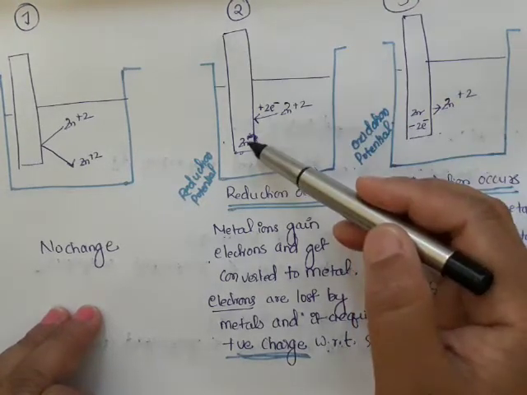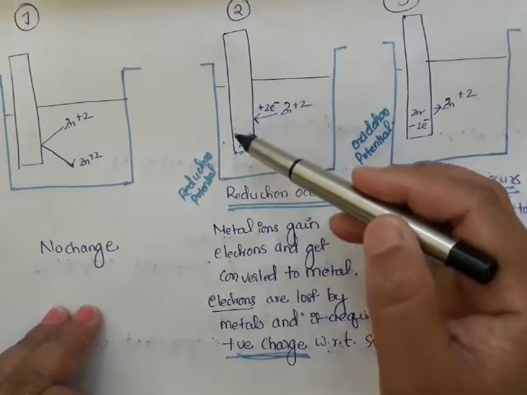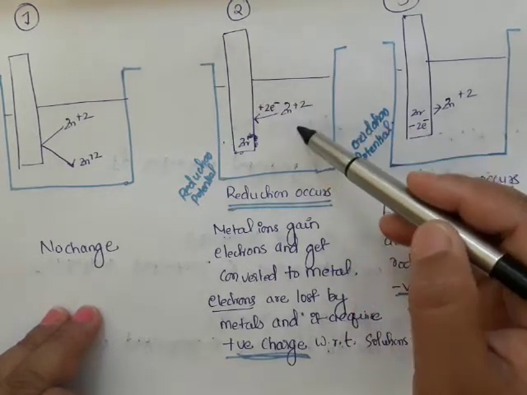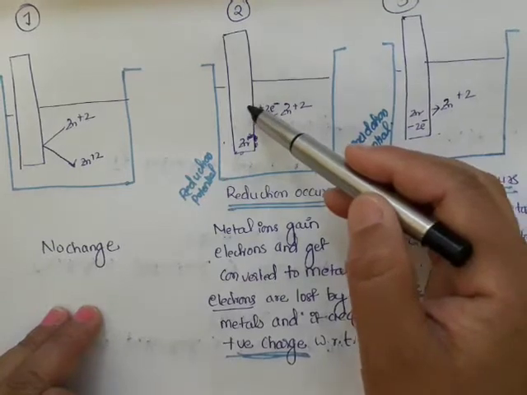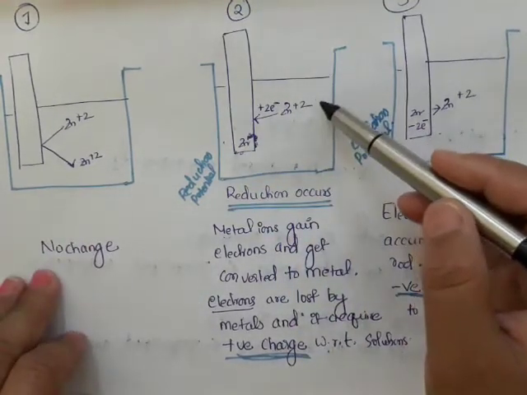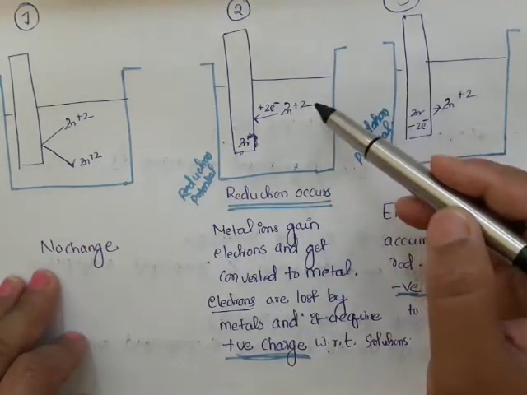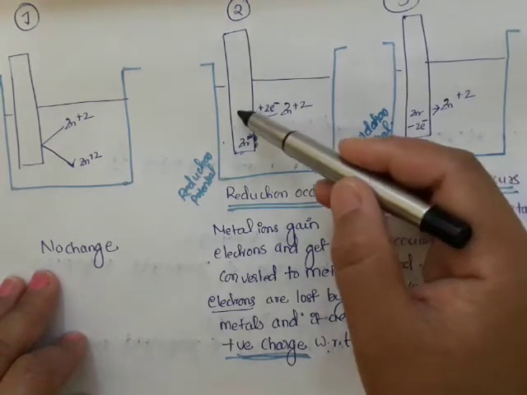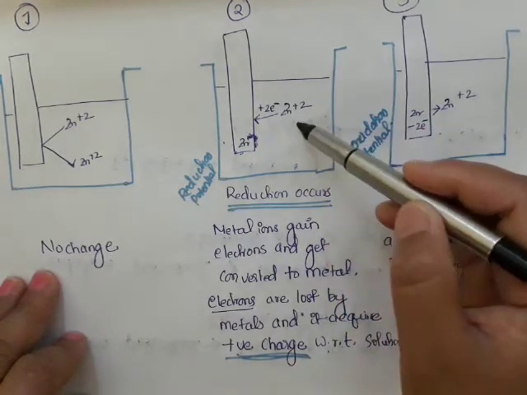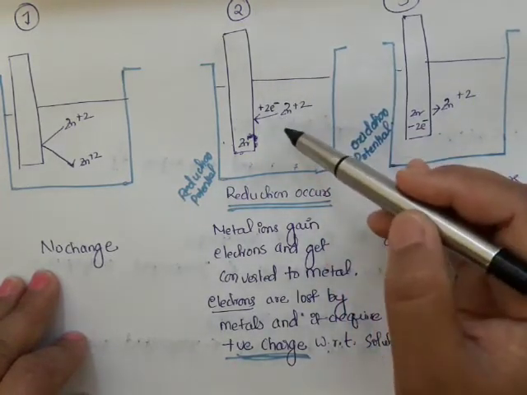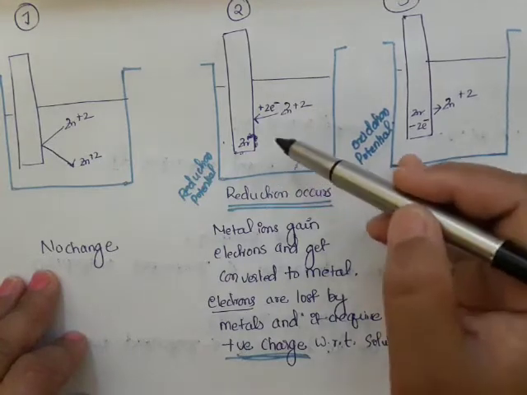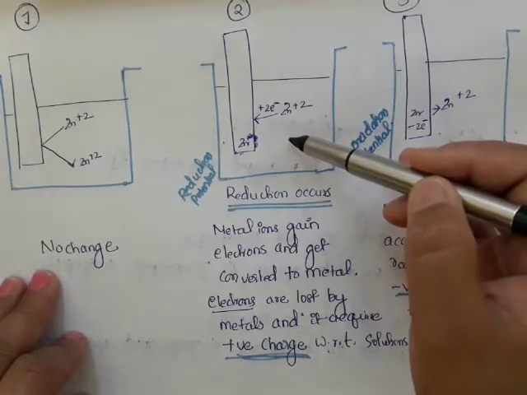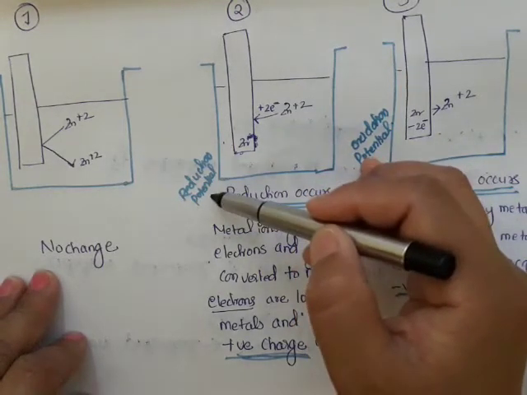In this case, the metal rod will acquire a positive charge, and it will become positively charged with respect to the solution. So this is positive, this is negative. Since there is charge separation, and whenever charge separation develops, it develops an electric potential between the electrode and the electrolyte. This is what is called electrode potential. Since reduction is taking place here, the electrode potential arising in this case is what we call reduction potential.